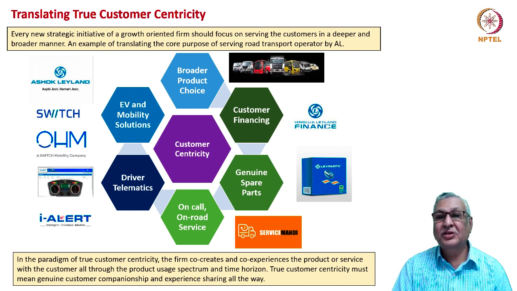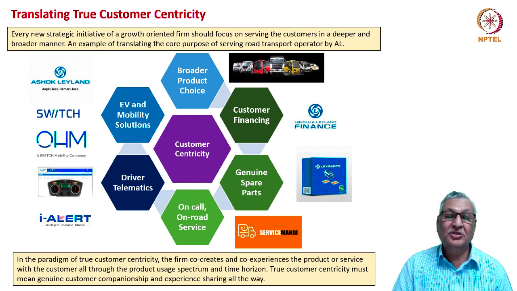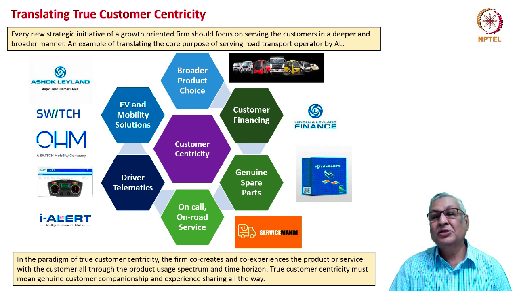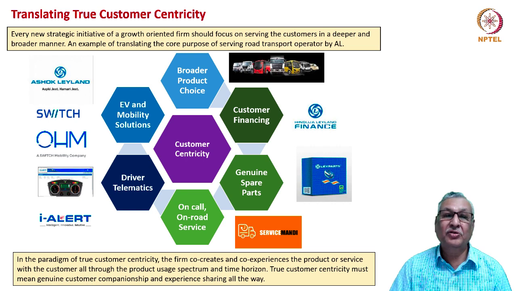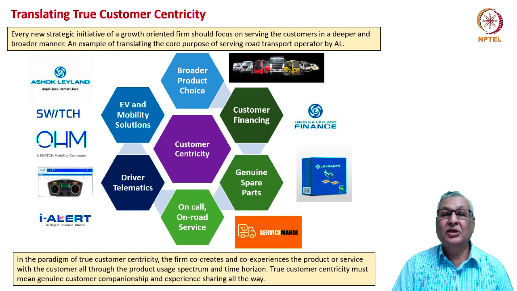An example of translating the core purpose of serving the road transport operator by Ashok Leyland, a leading commercial vehicle manufacturer, is as follows. Customer centricity is at the core, driving these 6 strategies. 1. Broader product choice, from the smallest trucks to the biggest AVTR or Avatar range of heavy-duty trucks, all across intermediate and medium commercial vehicles in the middle of the spectrum. Second, customer financing. Make sure that the customer has the wherewithal to replace a truck by a new truck. So Hinduja Leyland Finance has come into being to support Ashok Leyland.